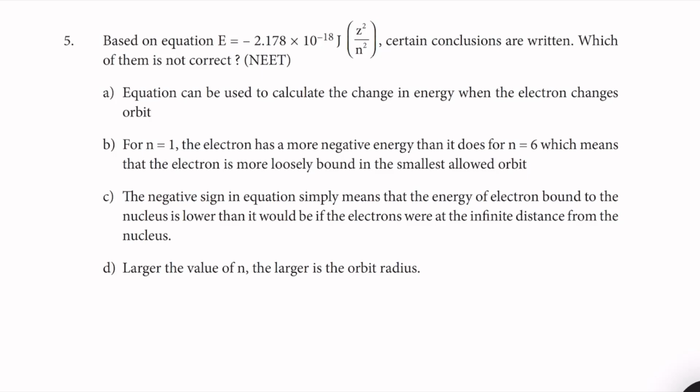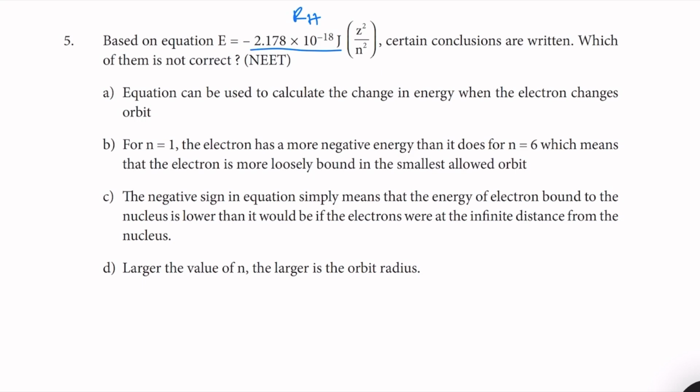Based on the equation E equal to minus Rydberg constant times Z square divided by N square, certain conclusions are written. Which of them is not correct? In this equation, the Rydberg constant value is given in joules. This is the equation we use for hydrogen-like atoms. This is from Bohr's theory.